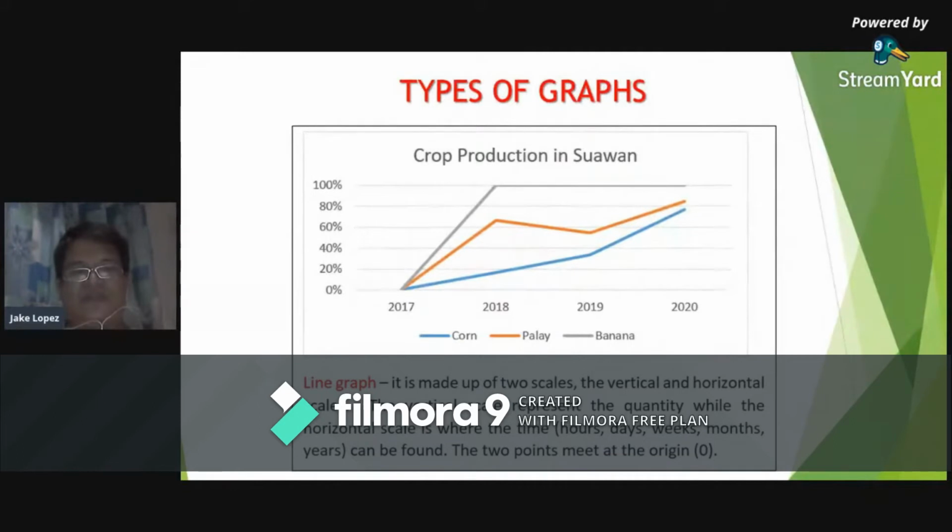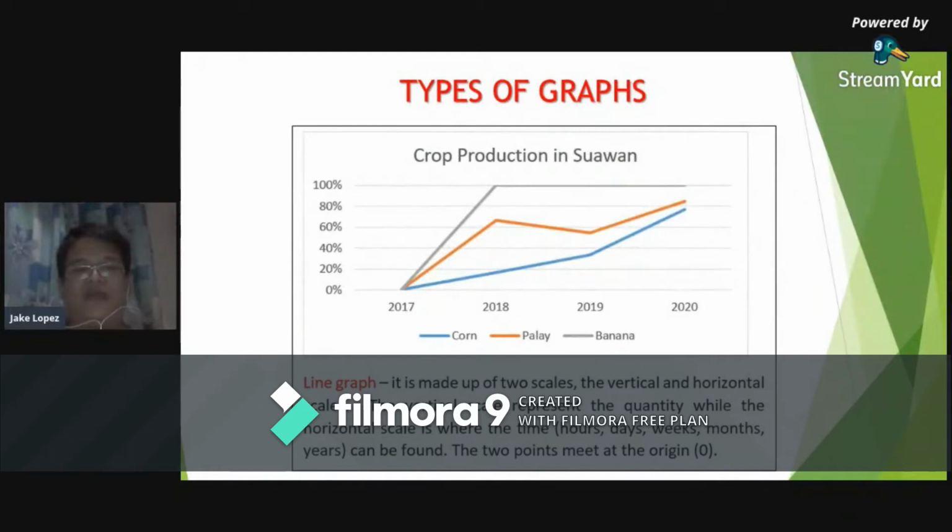Okay, yung 2017 to 2020. So that's the horizontal, and the vertical is this 0% to 100%. So the vertical scale represents the quantity, while the horizontal scale is where the time, hours, days, weeks, months, years can be found. So the points meet at the origin are zero here. So wala kasing data zero. So dito tayo nag-start sa 2017. So as you notice, the lines go up.